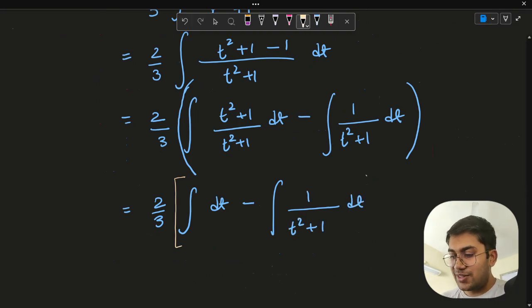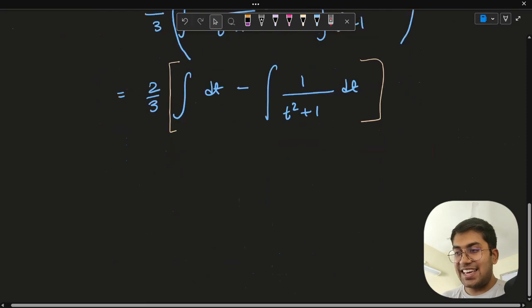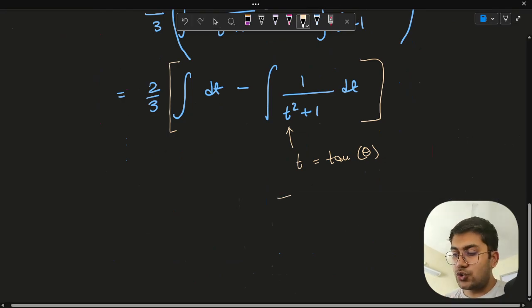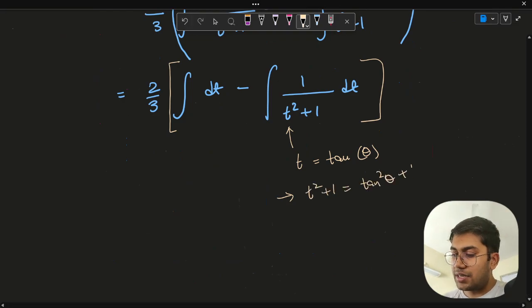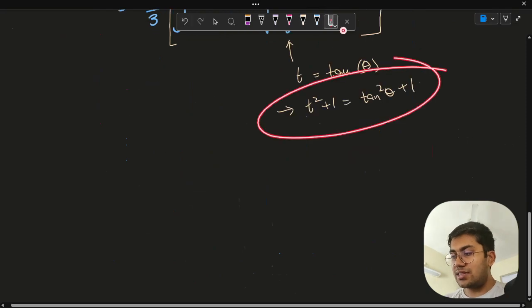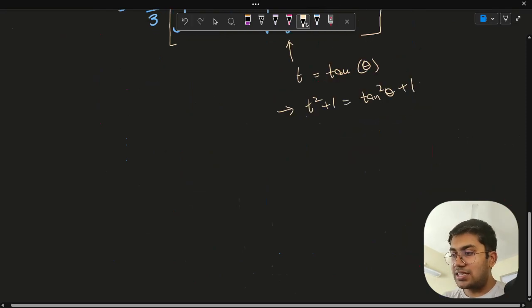So what you get is something like this. And if you remember, what you do is perform a substitution on this t. You take t equal to tan theta. Oh no, not tan square theta, but tan theta. And what you would do is say that t square plus 1 is tan square theta plus 1, which if I recall correctly is secant square theta.